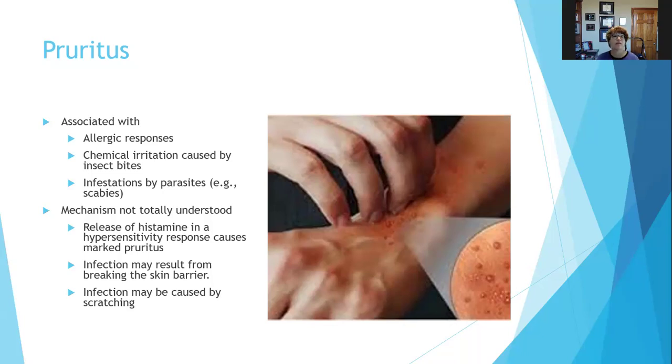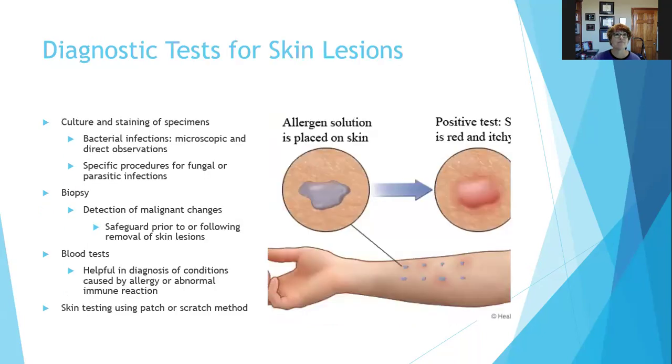So you can have itching. Infection might result from breaking the skin barrier. It may be caused by itching. So when we break that skin barrier, we're giving opportunistic pathogens a way in. So with itching, you shouldn't scratch. You should get treatment other than scratching because you don't want to break your skin barrier.